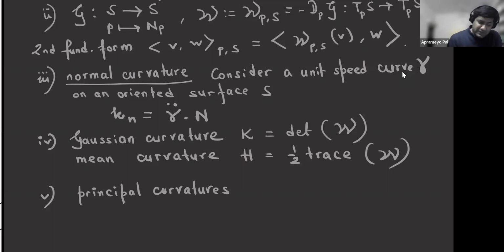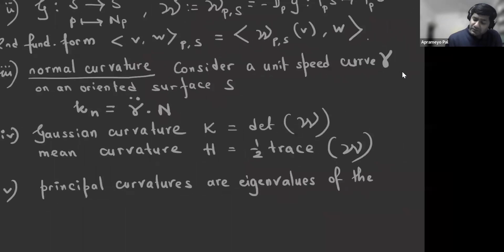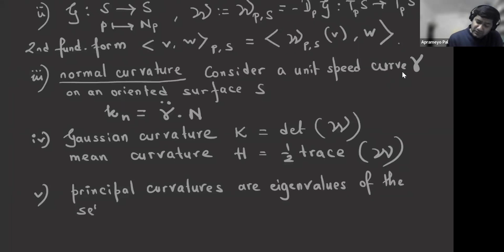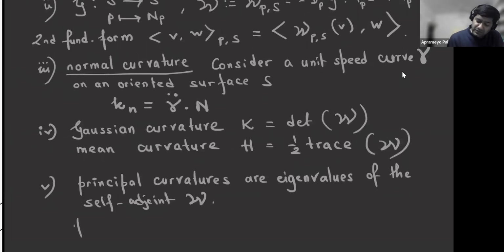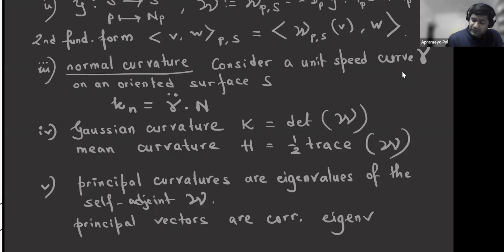And principal curvatures are the eigenvalues of the self-adjoint W, and correspondingly, principal vectors are the corresponding eigenvectors.